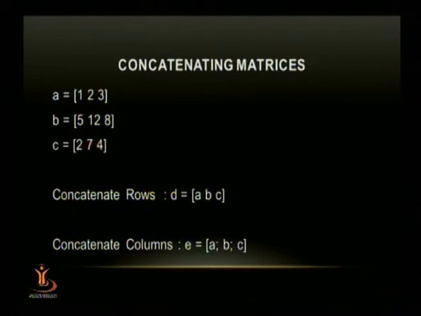Okay, I have a vector A, 1, 2 and 3, vector B 5, 12 and 8, and vector C 2, 7 and 4. Now I can join these three vectors to form a matrix in different ways. You can add these vectors as a single row, or you can add them as multiple rows also. Just have a look.